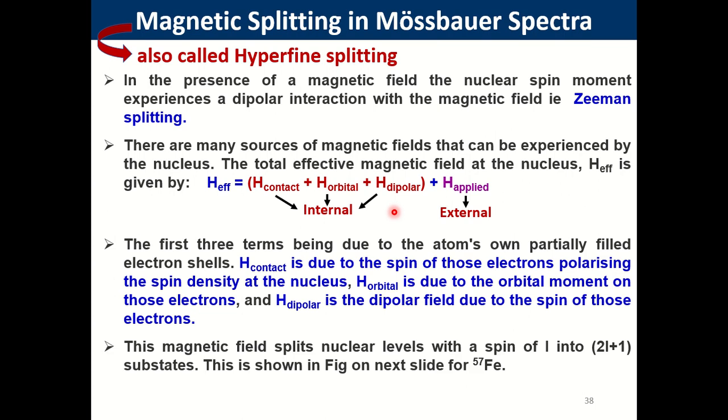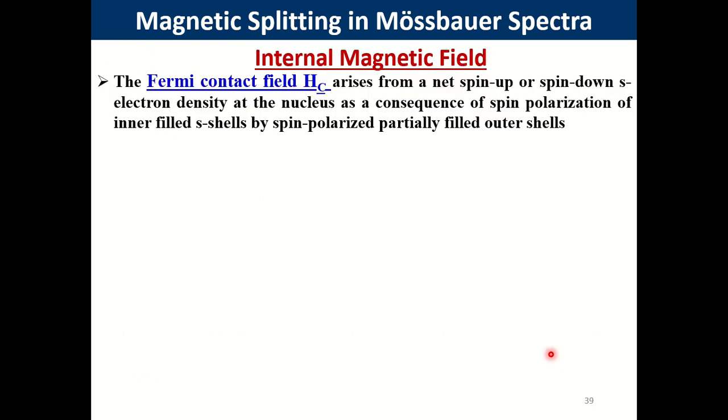So in total you will find that the spectrum will be split up into 2I plus 1 energy levels, where I is the spin quantum number of the nucleus. The Fermi contact is the new thing that we are going to learn over here. The other two things are similar. You have heard about them in your coordination chemistry classes, magnetochemistry classes.